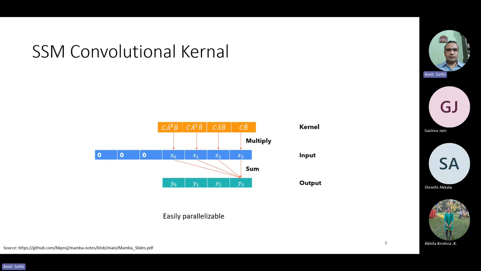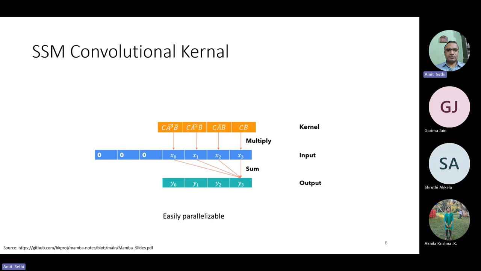You are talking about the kernel length. The length will be the same as the length of the input. There are four orange cells, so the original input is of size 4, the kernel will also be of size 4, and the padded input will be of size 2n minus 1. So this is not for 1D data, right? No, this is for 1D data, sequence models. SSM is for sequence models.